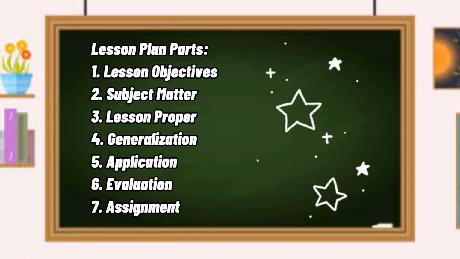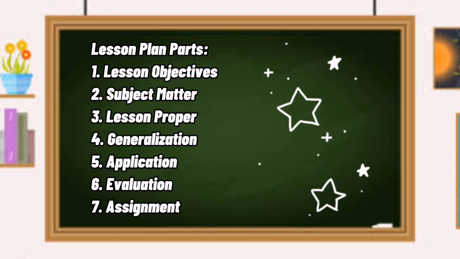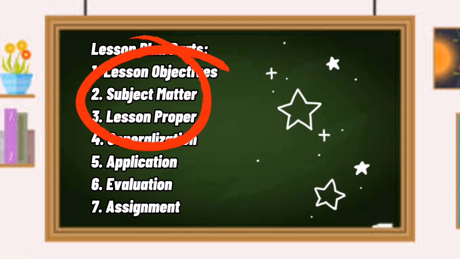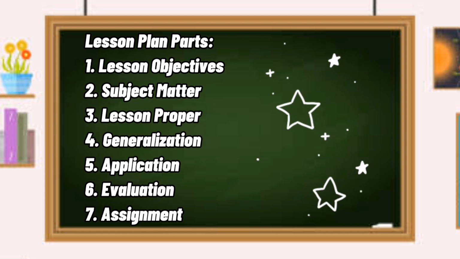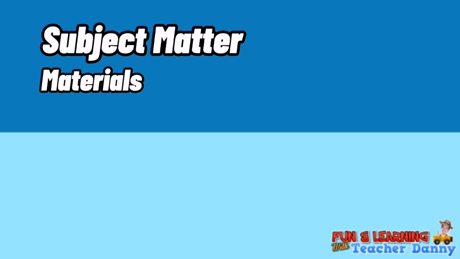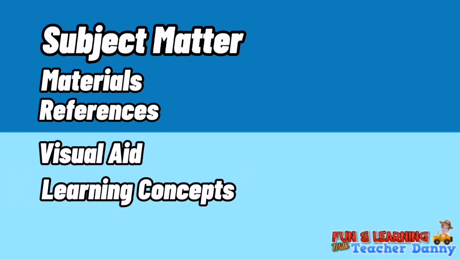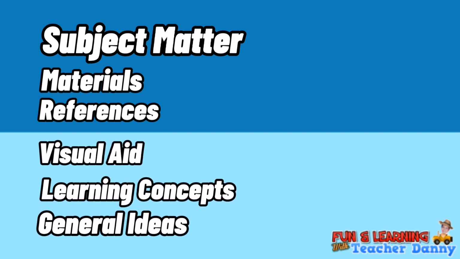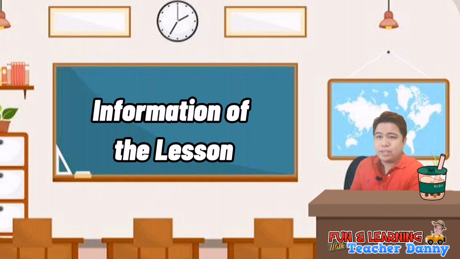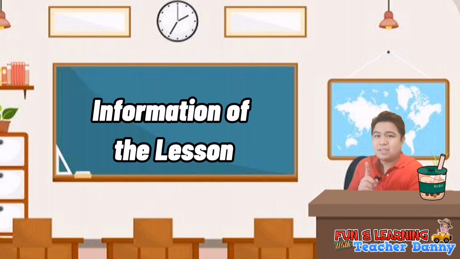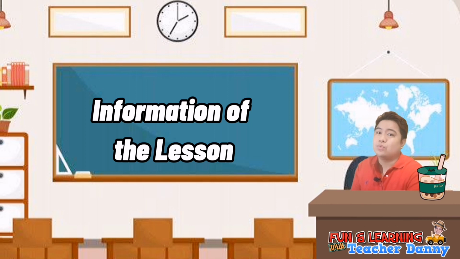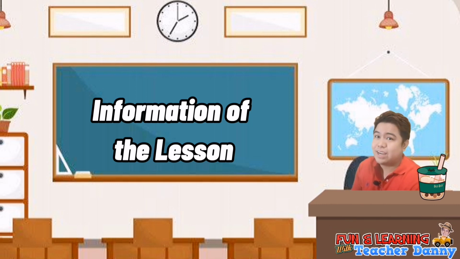Now, after preparing the very tedious lesson objectives, we are now on the second part, which is the details of the subject matter, such as the materials which will be used, the references, your visual aids, your learning concepts, general ideas, and so on and so forth. Now, basically, this is for the information of the lesson. But sometimes your cooperating teachers would want this as the first part of your lesson plan. So better ask your mentor who will guide you on this.